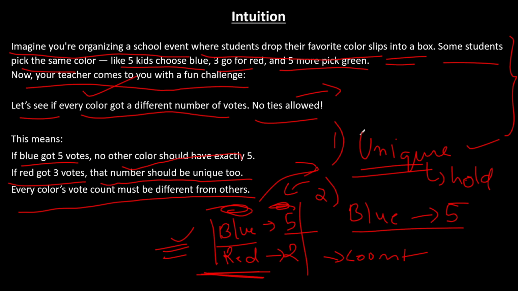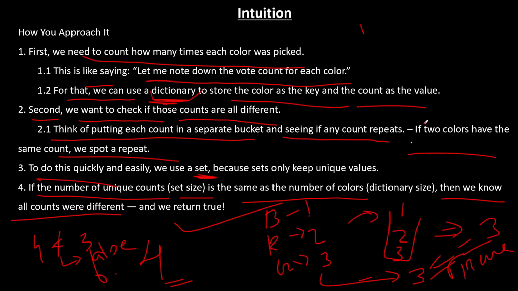We figure out that we need uniqueness, we need a count, and after that, how to check all the counts of the map is equal to the set or dictionary. Map could also be said as dictionary in Python, right? So I hope you understood the intuition and how we came up to the idea of using set and dictionary in this case. Now let's move to the next slide.